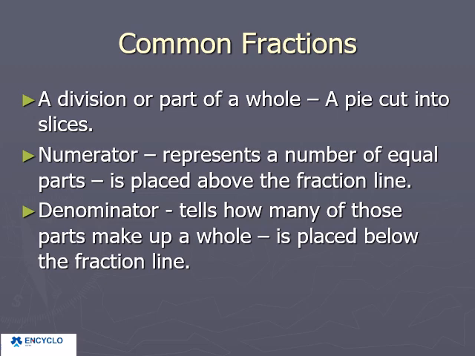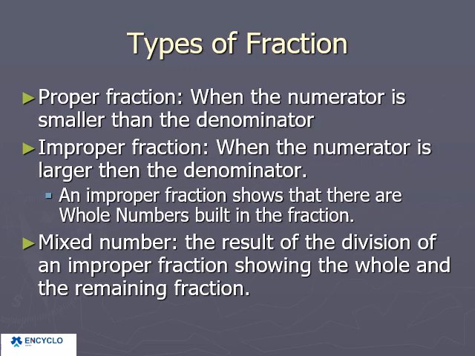Common fractions represent a division of a whole into equal parts. The numerator indicates how many parts are being considered, while the denominator shows the total number of parts making up the whole. There are three types of fractions: proper fractions, where the numerator is less than the denominator; improper fractions, where the numerator is greater; and mixed numbers, which combine a whole number with a proper fraction.